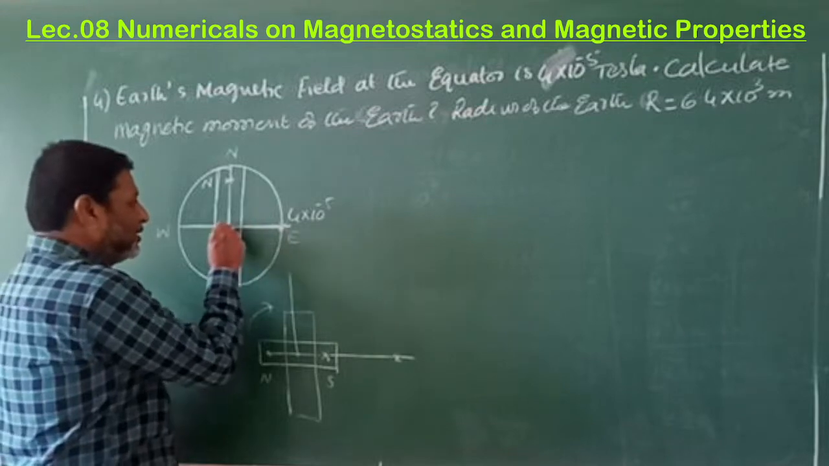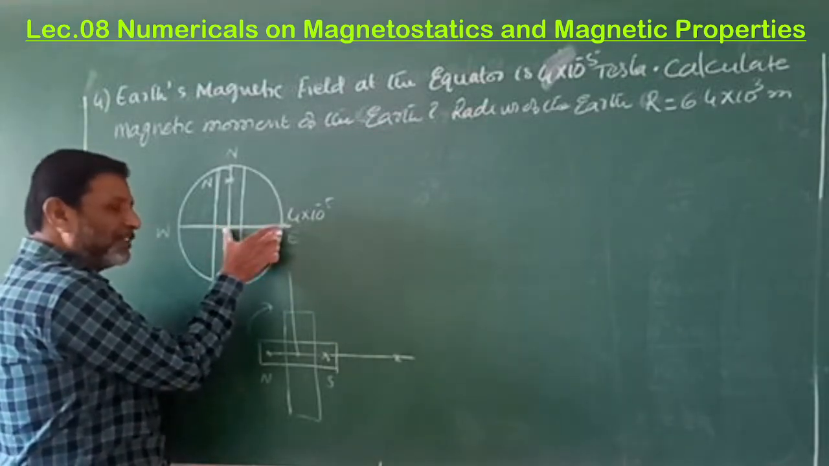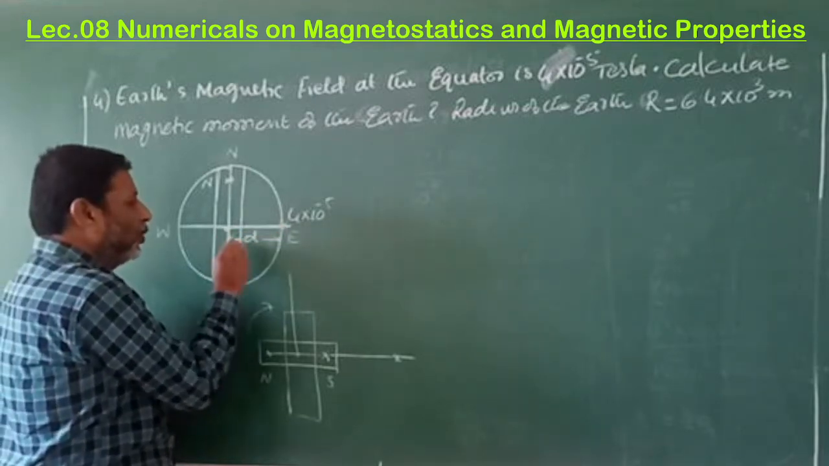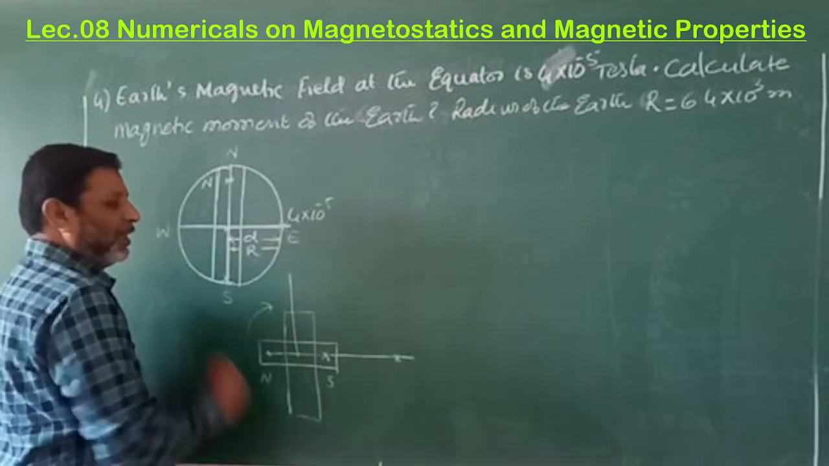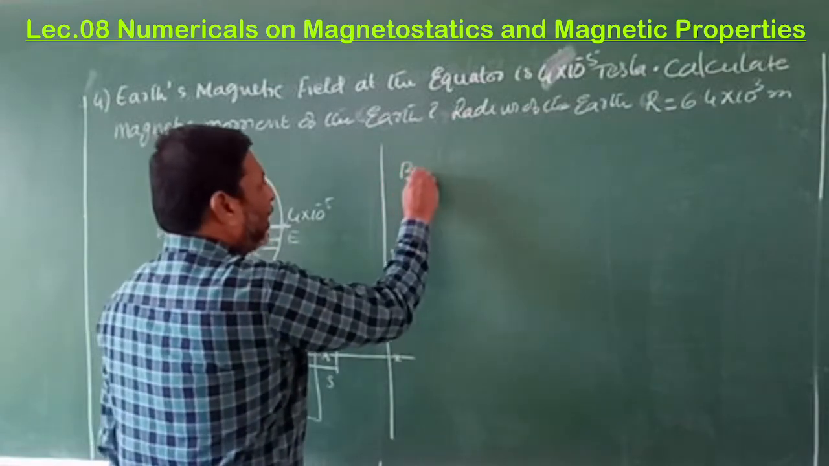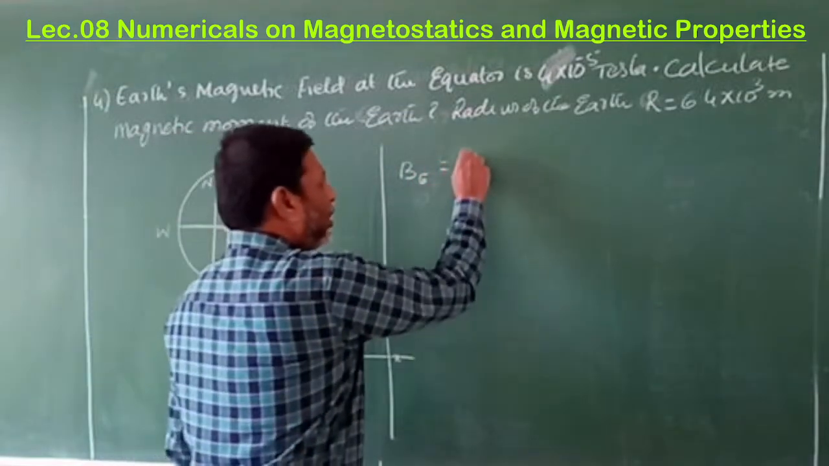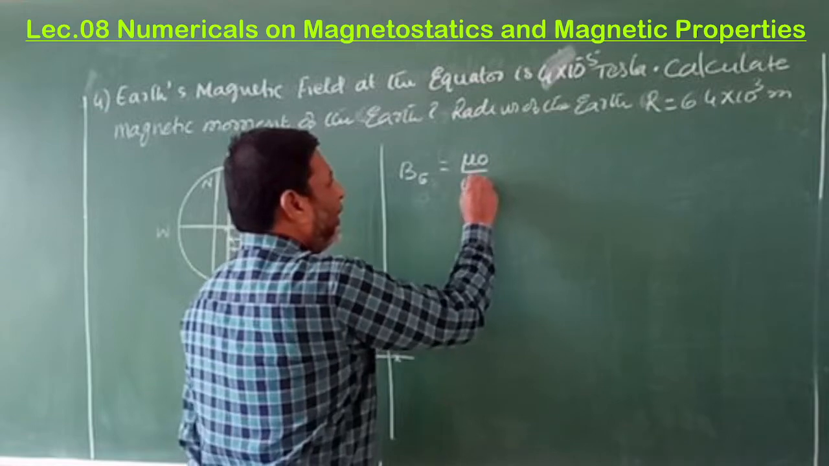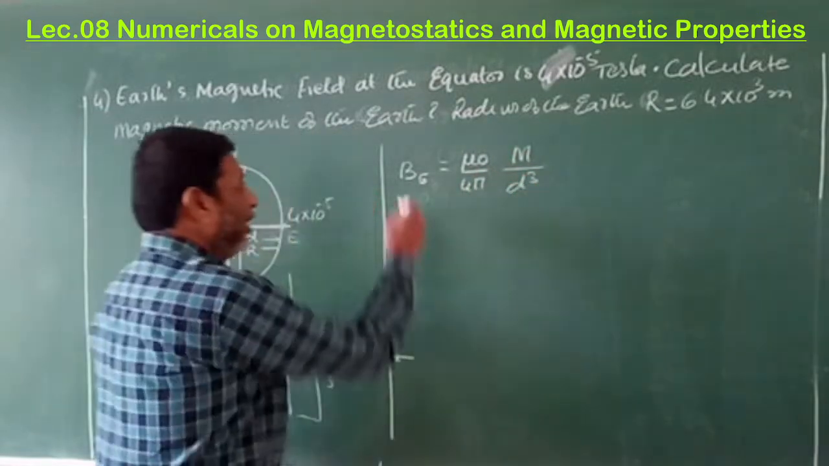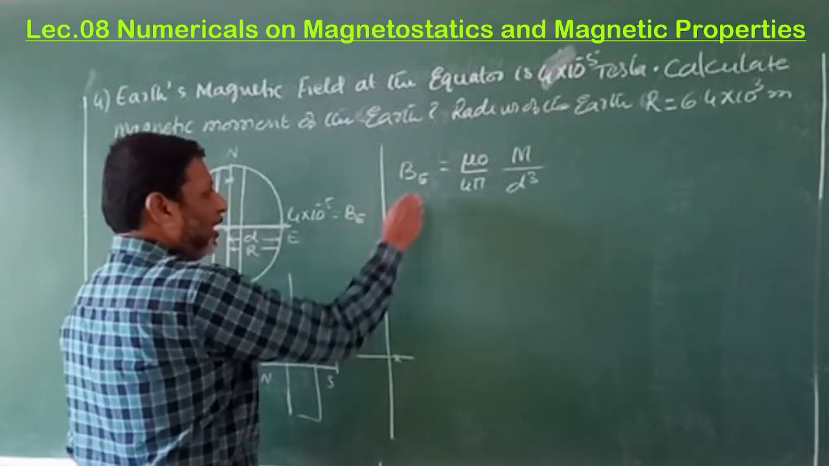Now, the distance of the point from the center, this distance d, is equal to the radius of the Earth. You know that the field along the equatorial line has the formula mu naught divided by 4 pi, m divided by d cube. Here, the field along the equatorial line is given to you.